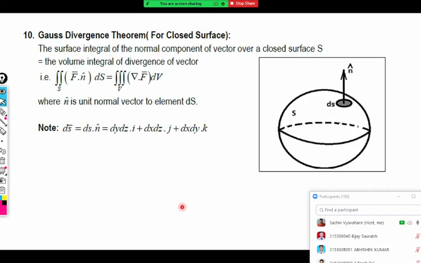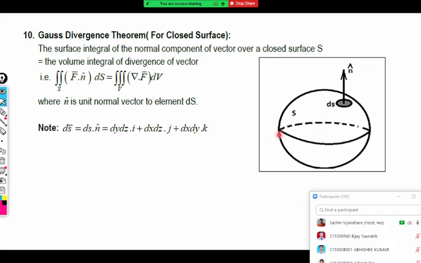The last theorem is the Gauss theorem. This is known as the Gauss divergence theorem. First important thing, it is for a closed surface. The surface should be a closed surface like a sphere. It can be done on the surface of a cone, but the cone should be closed. It should have multiple surfaces, and it should be closed from all sides so that it is not open from any place. So that is the first condition. It is for a closed surface.